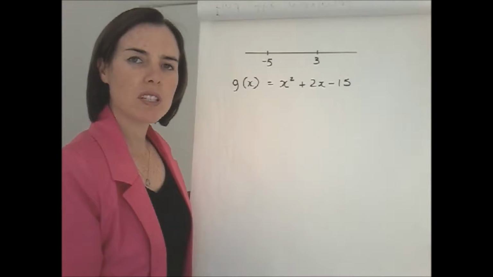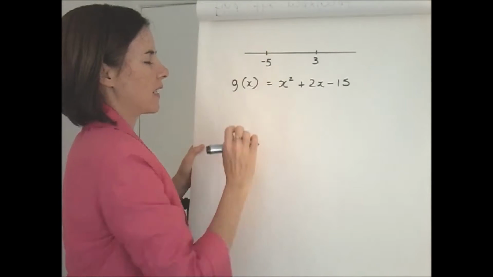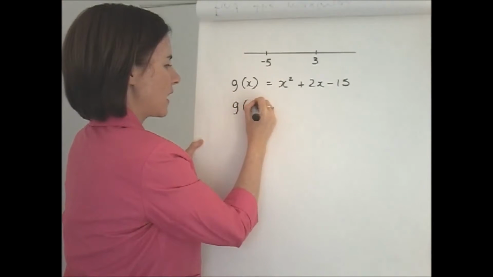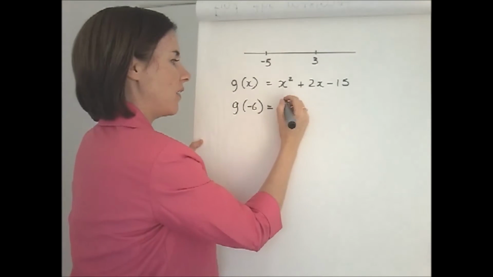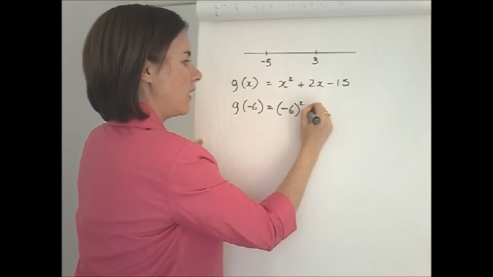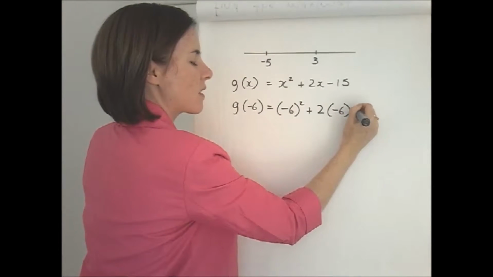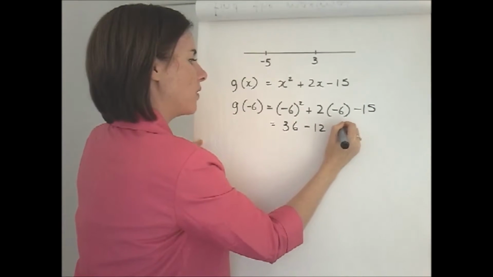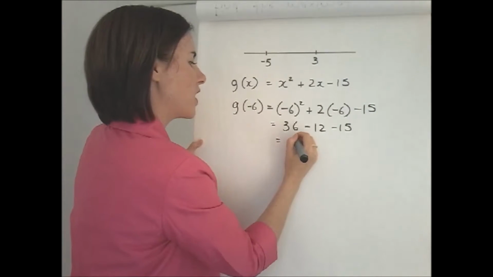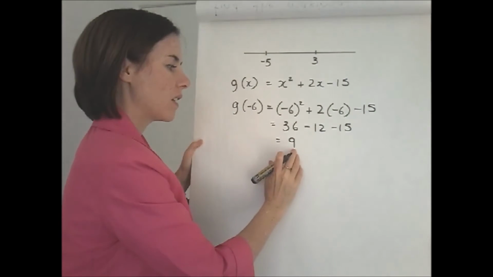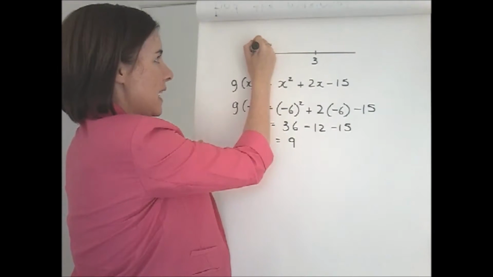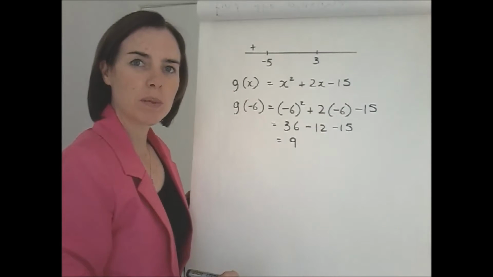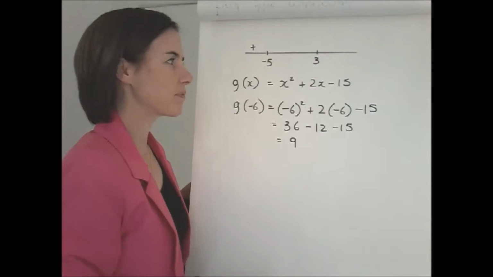Okay, so I firstly want to test all the numbers which are less than negative 5. So if I just pick a number which lies in that region, I'll use negative 6, sub it into g of x, negative 6 squared plus 2 times negative 6, take 15, that's 36, take 12, take 15, which is positive 9. 9 is a positive number, so anything to the left of negative 5, that's just one example, but all numbers in that region will be positive.